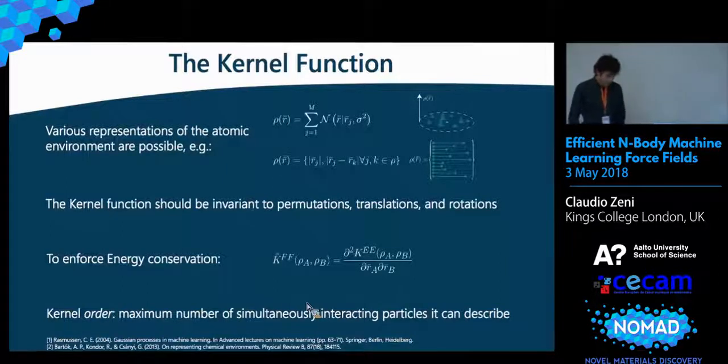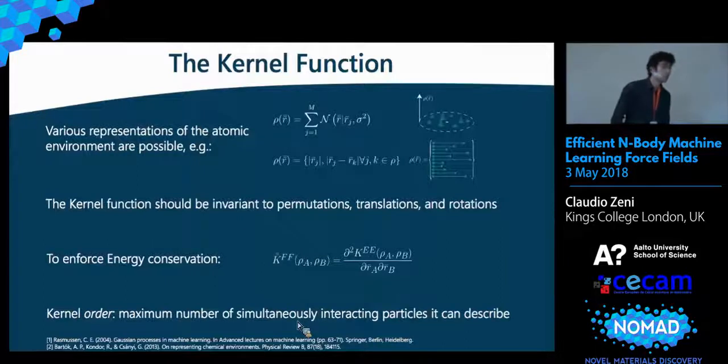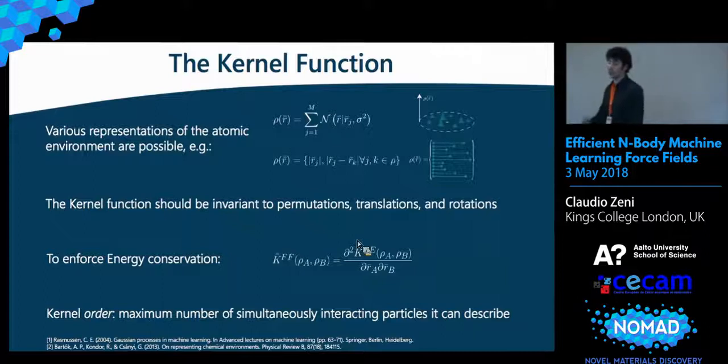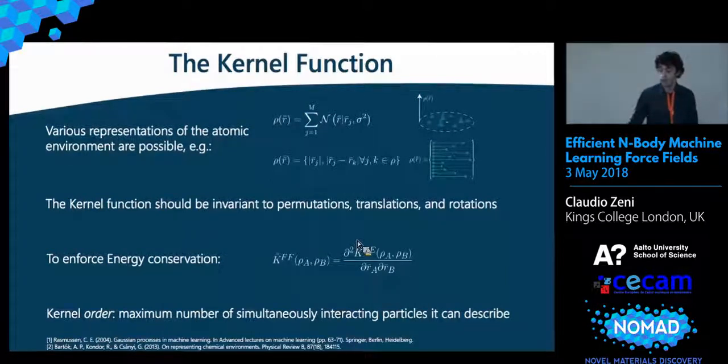And the last but very important feature of a kernel is its order. This is the maximum number of simultaneously interacting particles it can describe. For example, a two-body kernel works only as a function of distances from the central atom, and thus will not be able to distinguish between configurations which only have angular differences.